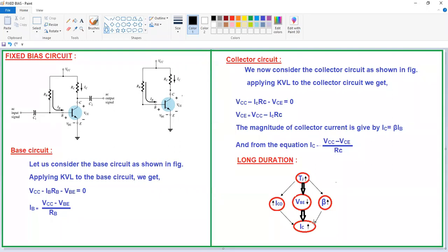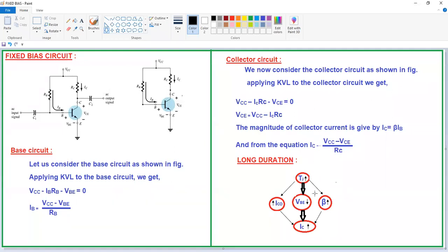Otherwise, IC is equal to beta into IB. If VBE decreases, IB decreases. If IB decreases, IC is going to increase. In this case, IC is increasing, and if the junction temperature increases, beta increases, and IC is going to increase further. This topic is already explained in my previous class.